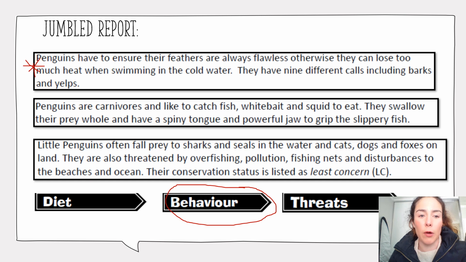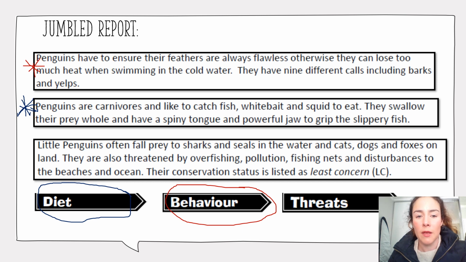Let's have a look at the next one. Penguins are carnivores and like to catch fish, whitebait, and squid to eat. They swallow their prey whole and have a spiny tongue and powerful jaw to grip the slippery fish. A carnivore means that they only eat meat. So this one is obviously talking about the diet of what a penguin eats. So I'm going to circle diet and put a little mark next to it so I remember that that's where diet would go.